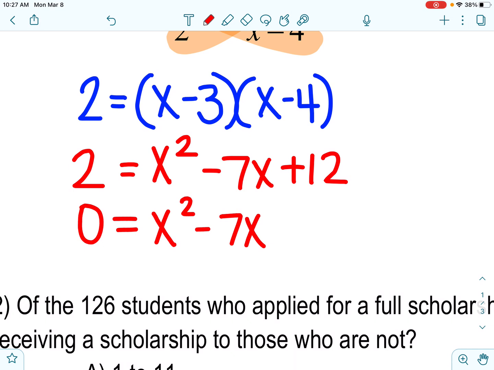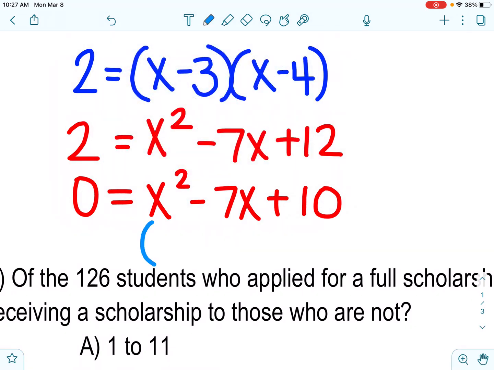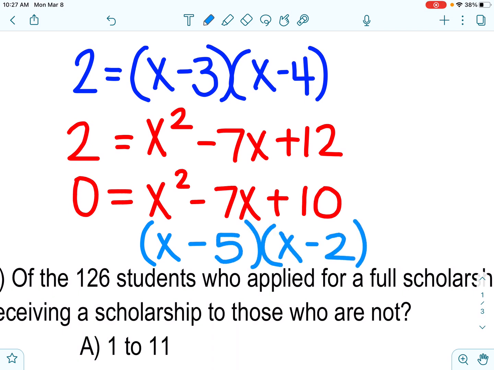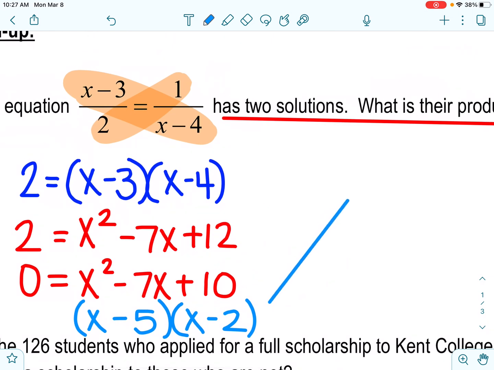So to solve a quadratic, I need to get everything on one side and then factor. So this factors to x minus 5 and x minus 2, right? Because negative 5 times negative 2 will give me a positive 10, and negative 5 plus negative 2 gives me a negative 7. So that gives me 2 solutions, 5 and 2.